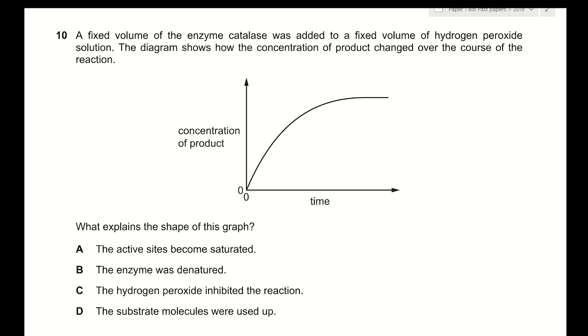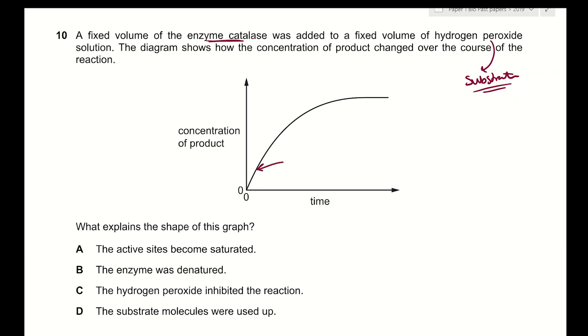Question number 10. A fixed volume of the enzyme catalase was added to a fixed volume of hydrogen peroxide solution. The diagram shows how the concentration of product changed over the course of the reaction. Now, obviously, catalase is the enzyme and hydrogen peroxide is the substrate. And both of these are fixed volumes. And as we can see on the graph, as time goes by, the concentration of product increases.